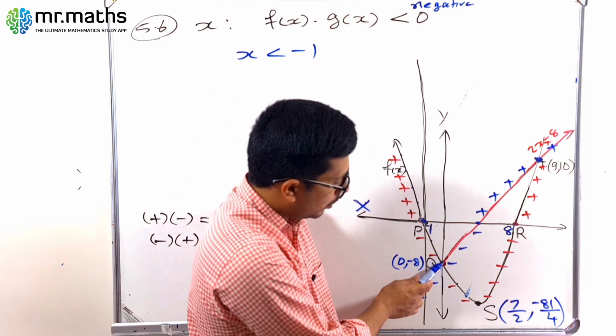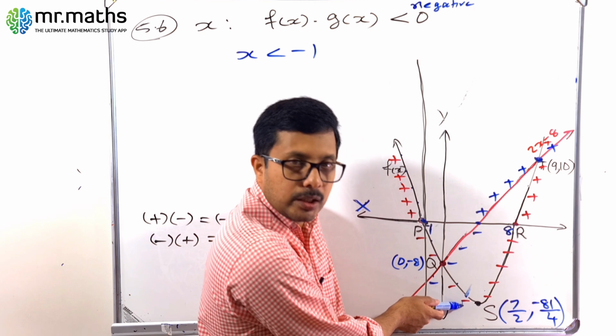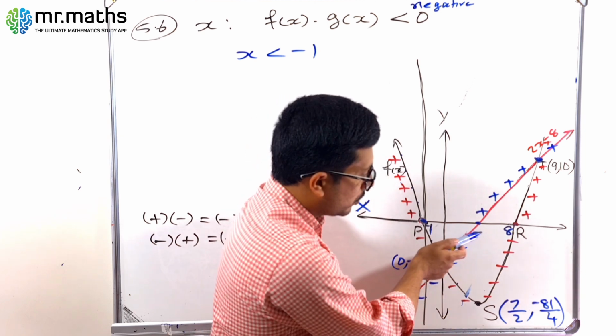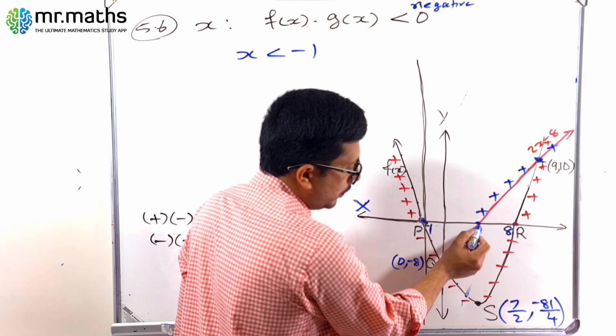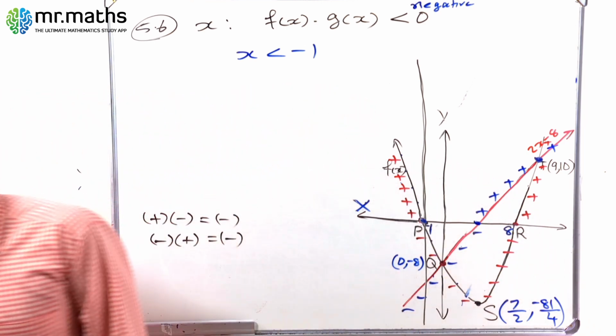So after 0, what is happening? Same thing. Am I right? Negative, negative, negative times negative is positive. We can't take that. Here also, look at this one. After this point, that point is, I think, V.